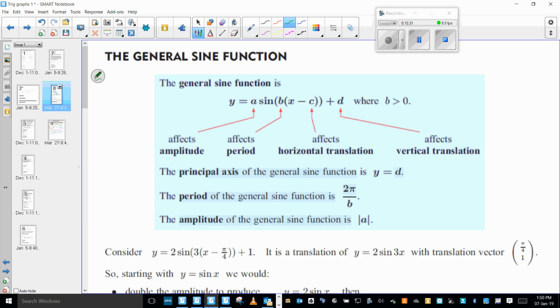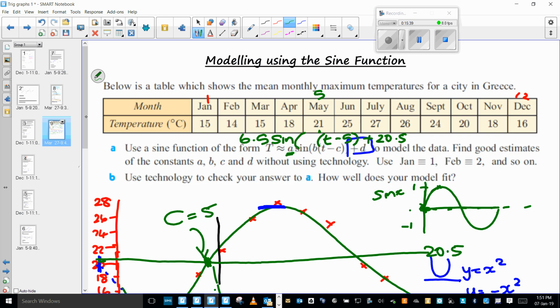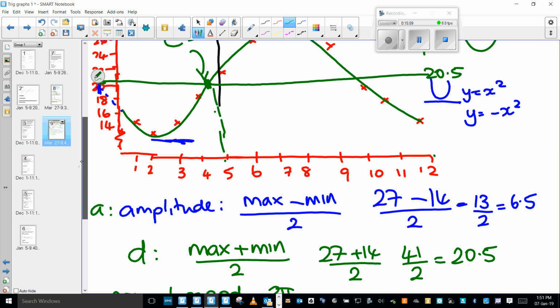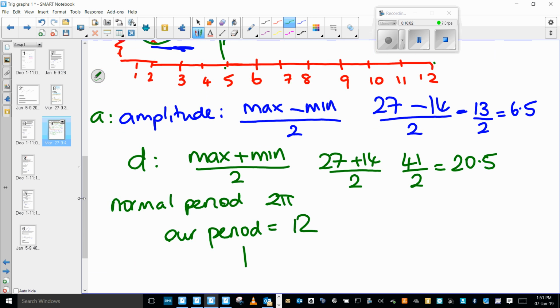So if we go back to this thing here, the period is 2 pi over whatever value it is. In other words, that value is going to be 2 pi over our actual period, which is 12. Normal period is 2 pi. So our period is 12, so the value of B is going to be 2 pi over 12, which is pi over 6. So B is this value up here.